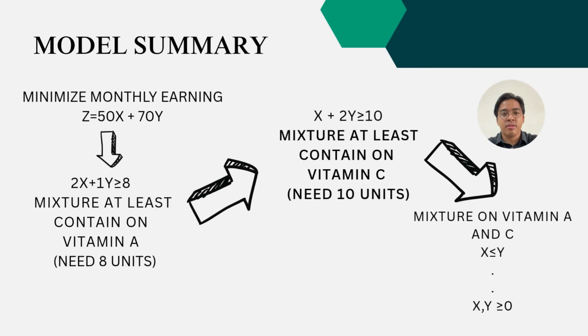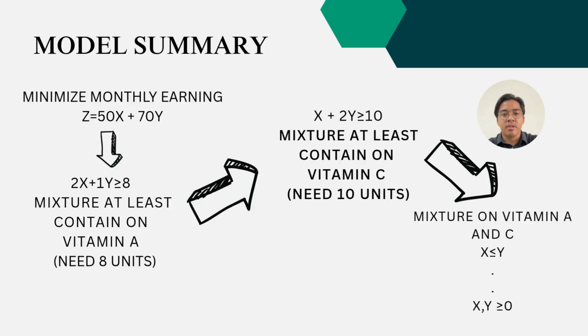Now let's look at the mathematical model we developed for this problem. Our objective is to minimize the monthly cost, which is represented by the function z equals 50x plus 70y. Here, x and y represent the quantity of two different mixtures. To ensure the mixture meets nutritional requirements, we have the following constraints.